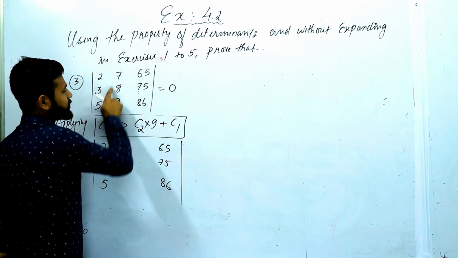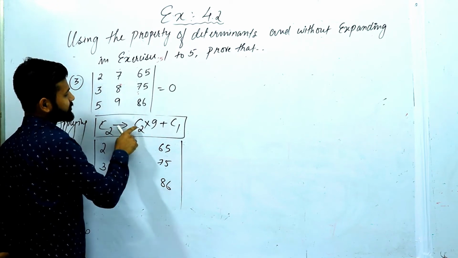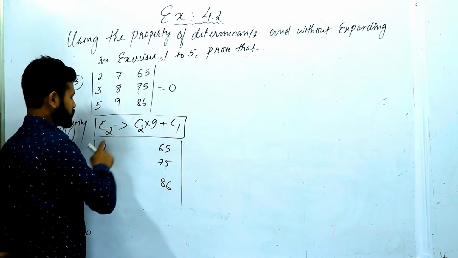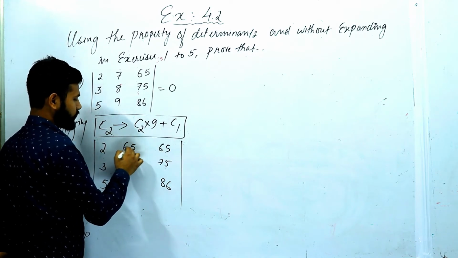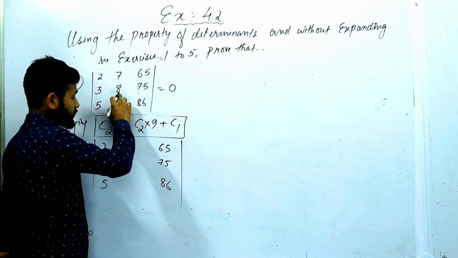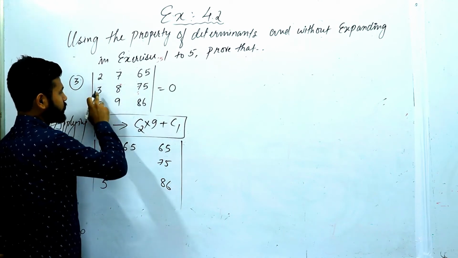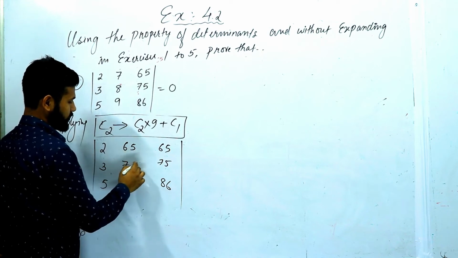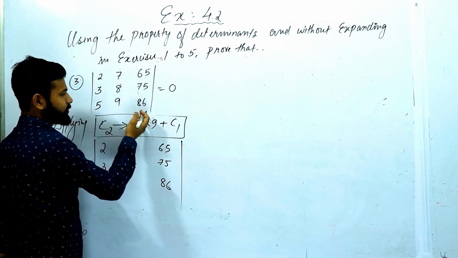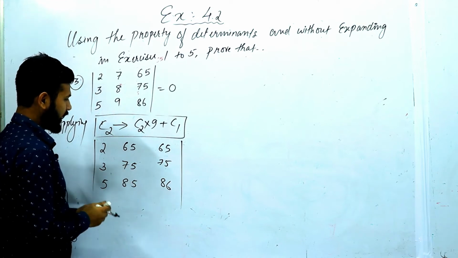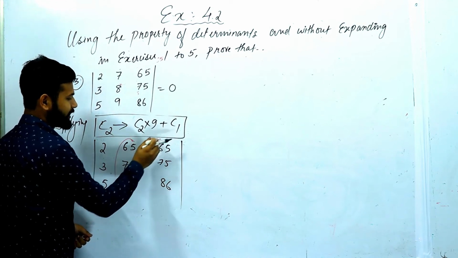You can see column 2: 7 times 9, 63 plus 2, 65. Oh wow. So again here 8 times 9, 72 plus 3, how much? This is 75. Again 9 times 9, 81 plus 5, 85. So you can see the column 2 and column 3 are exactly identical.